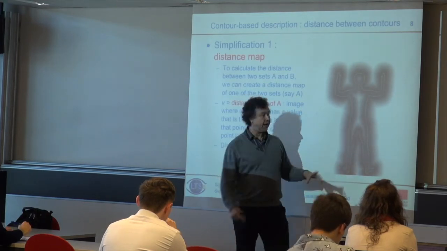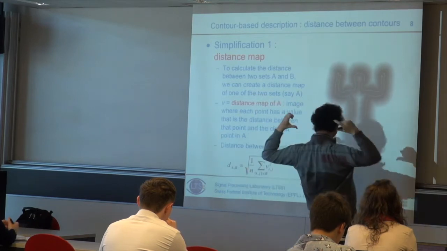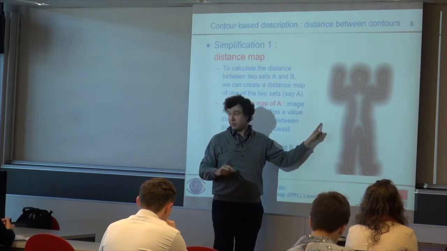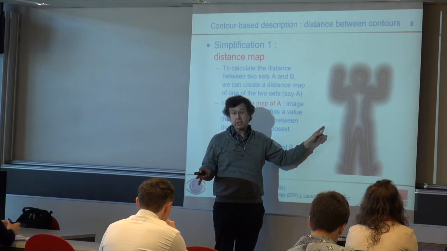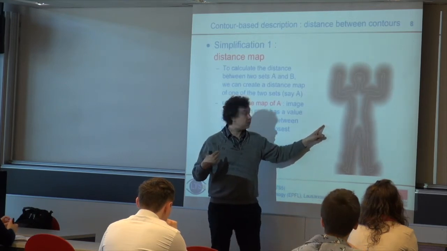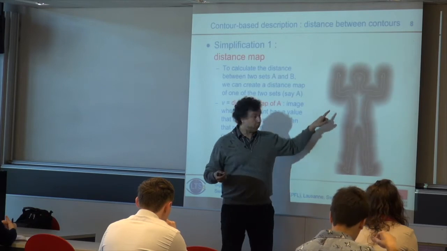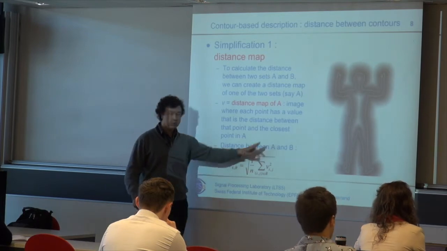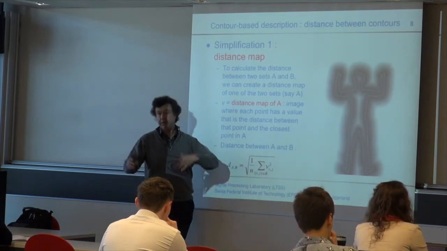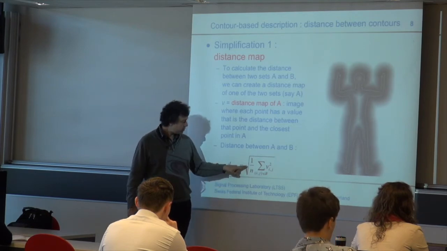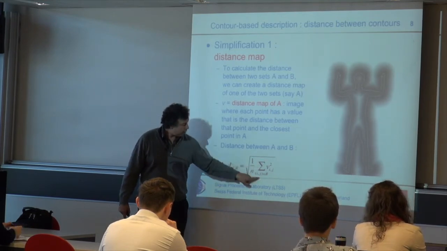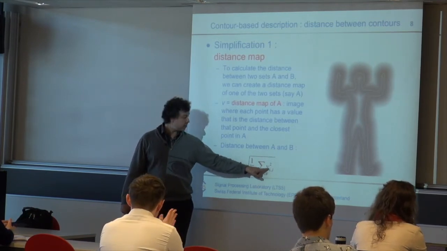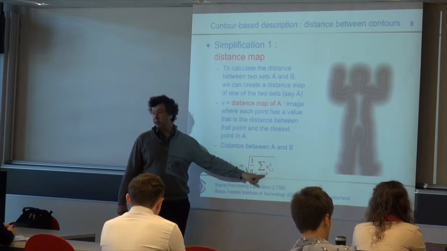Now it's simpler. I just take my circle, I put it on the distance map, and I just have to look at each point of the circle, what is the value of the distance map at that point? Because the value of the distance map at that point is already pre-calculated as the distance to the closest point. So I just have to calculate the mean value, or the mean square value, or whatever the distance you want to calculate, but still you calculate the mean value of the values of the distance map on the points of B. The values of the distance map of A on the points of B.